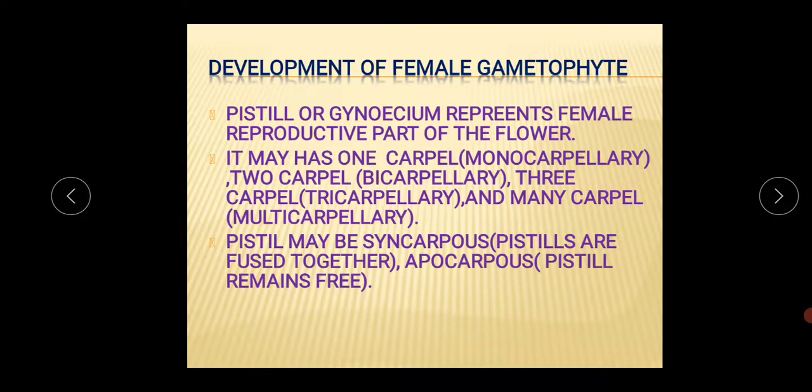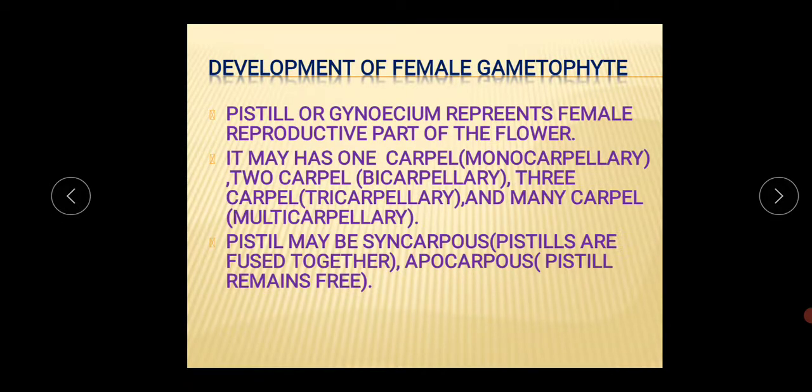Pistil may be syncarpous and apocarpous in nature. So what is the meaning of syncarpous? The pistils are fused together. In which system the pistils are fused together, that's called the syncarpous pistil. And in which system pistils remain free, that's called the apocarpous system.